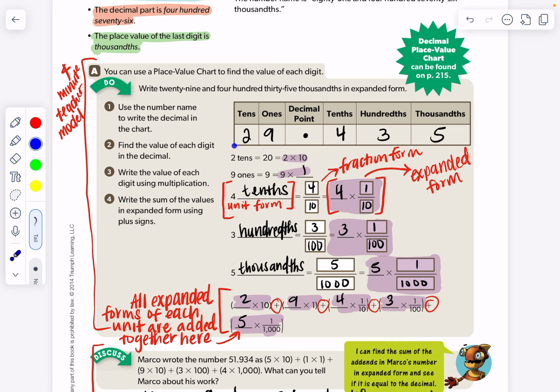So the 2 and 2/10 has already been done for you. The 9 ones has already been done for you. So you're going to be showing students how to specifically go through the decimal piece and then how to put all of it together to create the expanded form for that standard form.